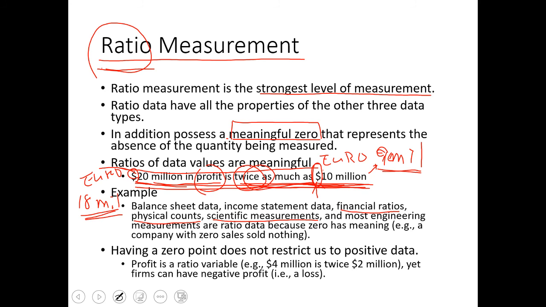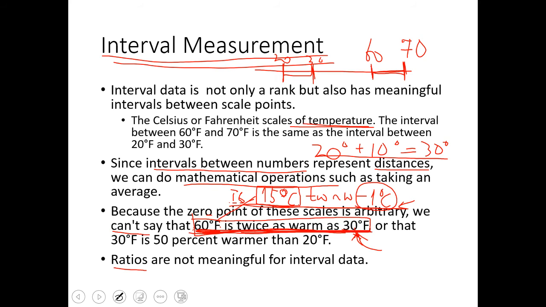So 0 is not changed. But in the Celsius and Fahrenheit case, 0 Celsius is 32 Fahrenheit. So in this case, 0 has no meaning. Fahrenheit 0 and Celsius 0 are different. So Fahrenheit 0 has no meaning.